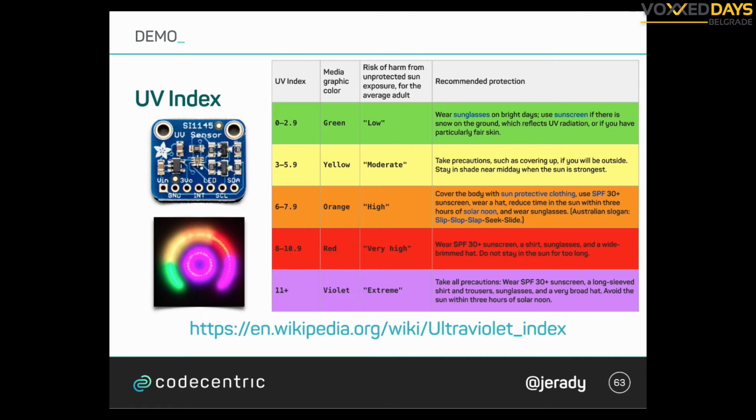So I prepared a little demo. It's about the UV index. I don't know if you've heard about this UV index. It's kind of an index of the intensity of the UV radiation outside of the visible light. So if it's green, UV index 0 to 3, everything is fine. You don't need any sunscreen, and then it gets worse, depending on the color. Then you die. Violet is really extreme.